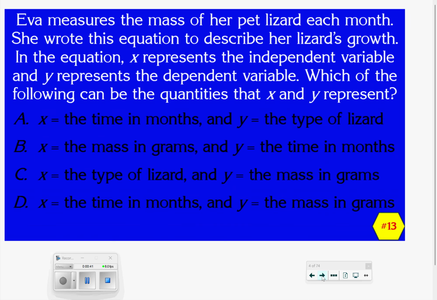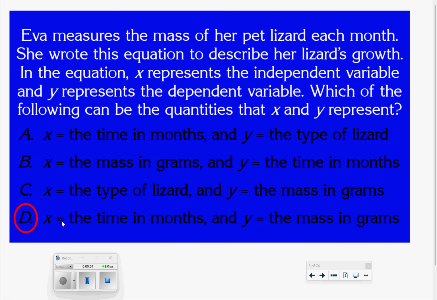Alright, see if you can get this one. Okay, the answer here is D. The X is the time in months, and the Y is the mass in grams. So you've got the independent and dependent variable. X is the independent, Y is the dependent. We need to know how many months before we can figure out the weight of the lizard. So as it grows, if you tell me what month it was, I can tell you the weight. So the weight, Y, is dependent on X, the independent variable.